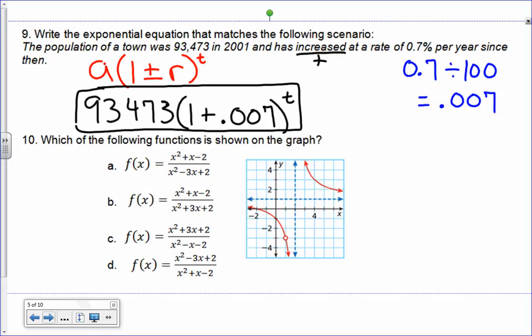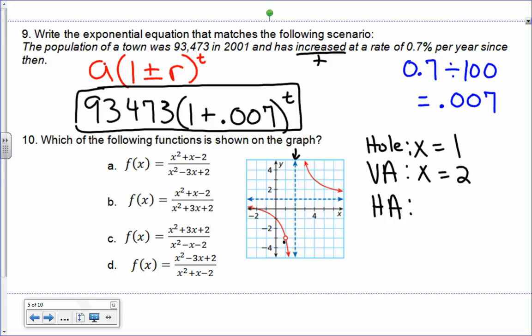All right, let's look at number 10. Okay. Number 10 wants you to see which one of these could be the function. Now, notice a few things. I see a hole where the x value equals 1. I see a vertical asymptote. Remember, vertical's up and down, right here where the x value is 2. And I see a horizontal asymptote where the y value is 1.